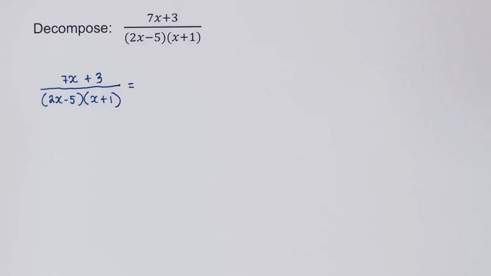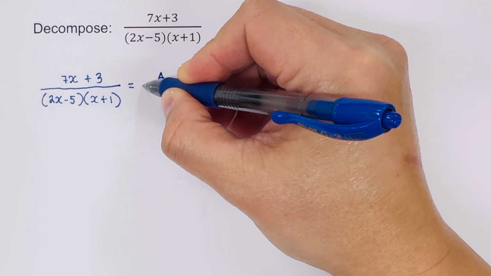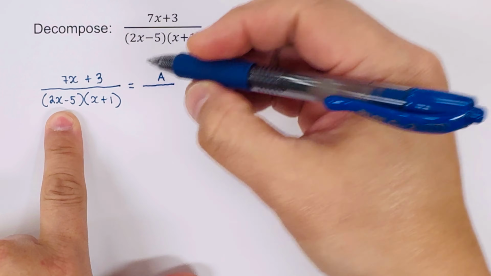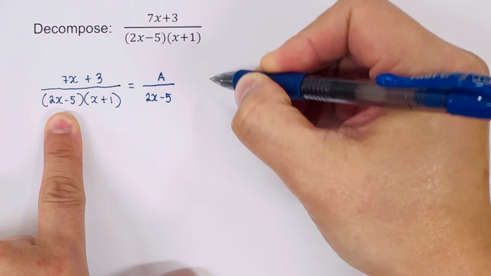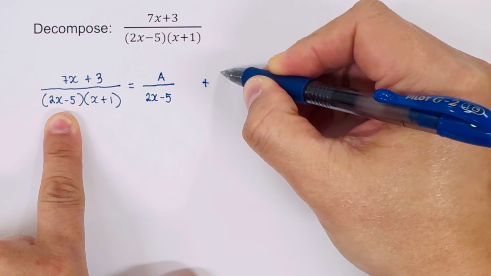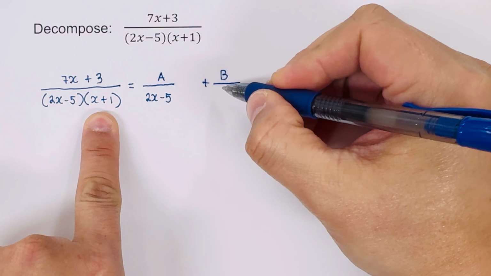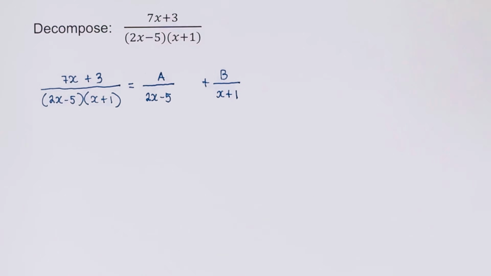So we're going to set up its partial fraction. What we do is write A, since we don't know what that numerator is. Then we write the first factor, which is 2x minus 5. And then we're going to add B, and over that B would be the second factor, which is x plus 1.